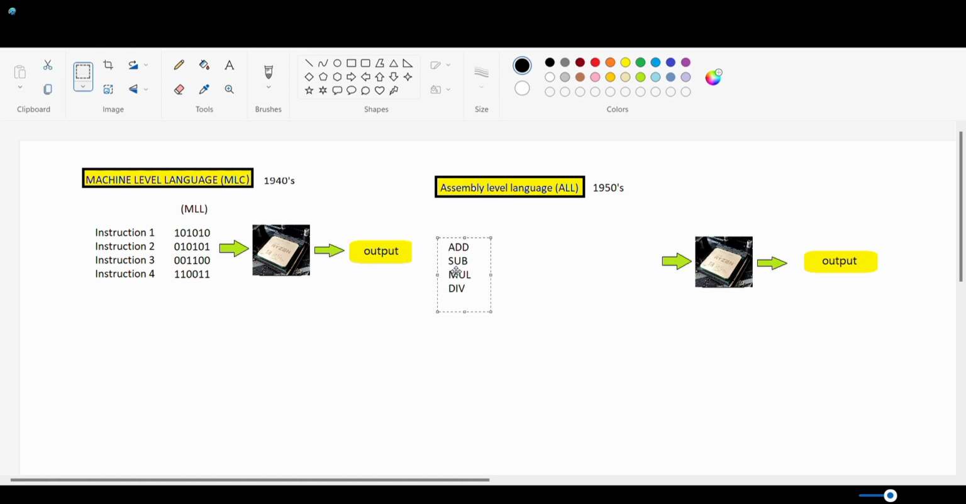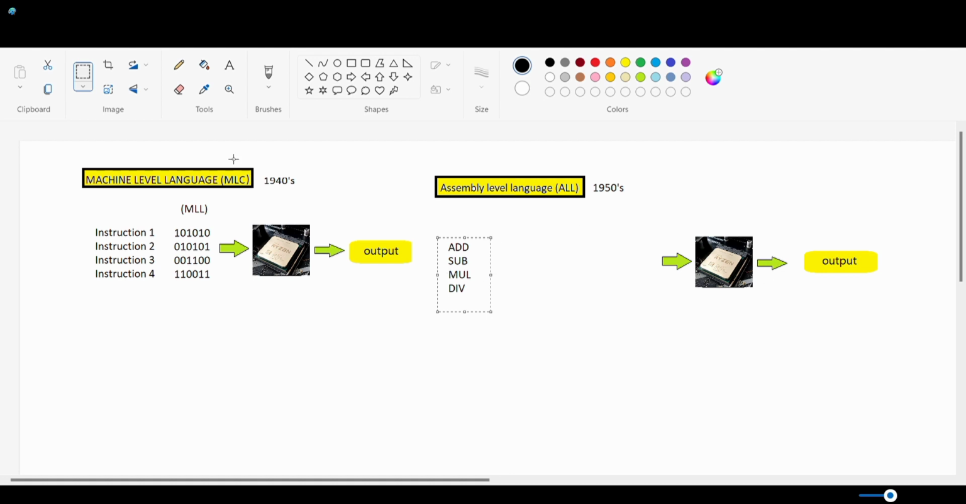Think and answer. Definitely not, because microprocessor understands a language which is machine level language, and this is not a machine level language. This is an assembly level language. So how can it give us output? For that, conversion must happen.